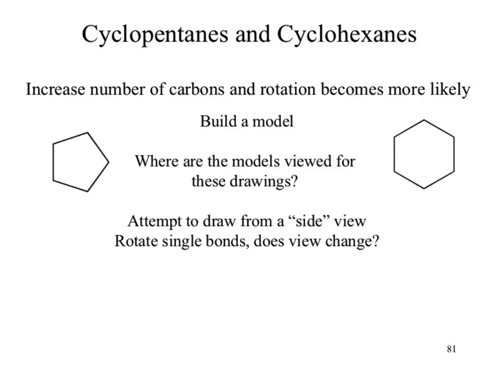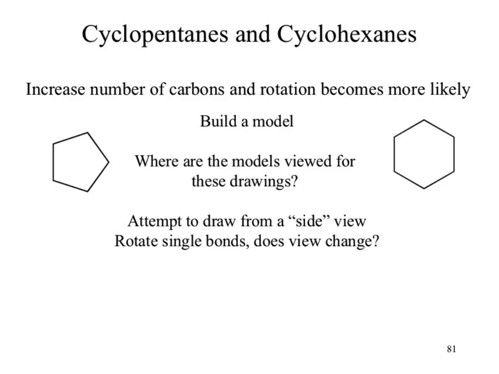Okay? If we build a model for our cyclopentanes and our cyclohexanes, where are the models viewed for each of those two images? What do I mean? Well, this was a six-membered ring. Does that look like the six-membered ring that I drew? How about that? No. Where am I looking at this molecule to see that six-membered ring drawing? I'm looking at it from the top, or, interesting point, the bottom. Does not matter which direction I'm looking at as long as I define it with what I'm looking at. Okay? Same thing with the cyclopentane.